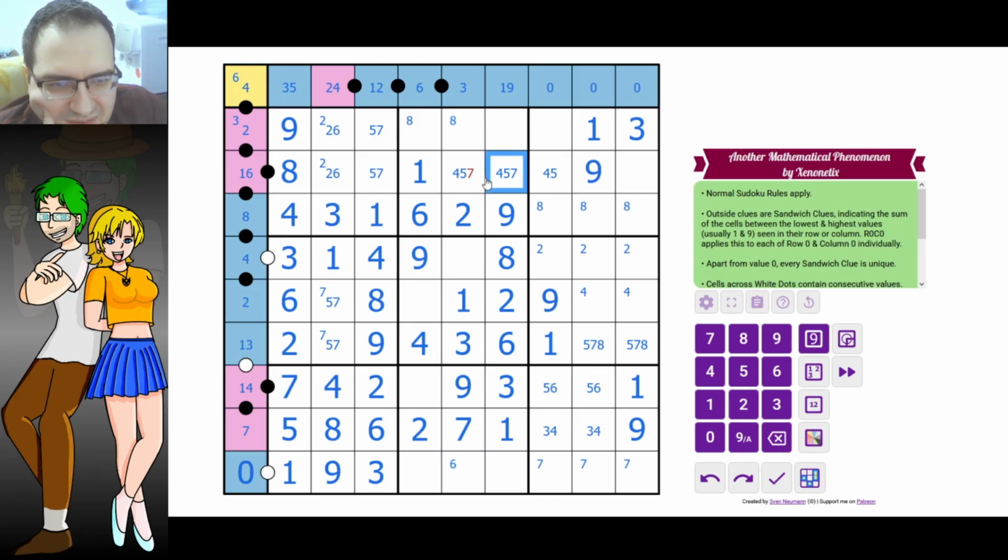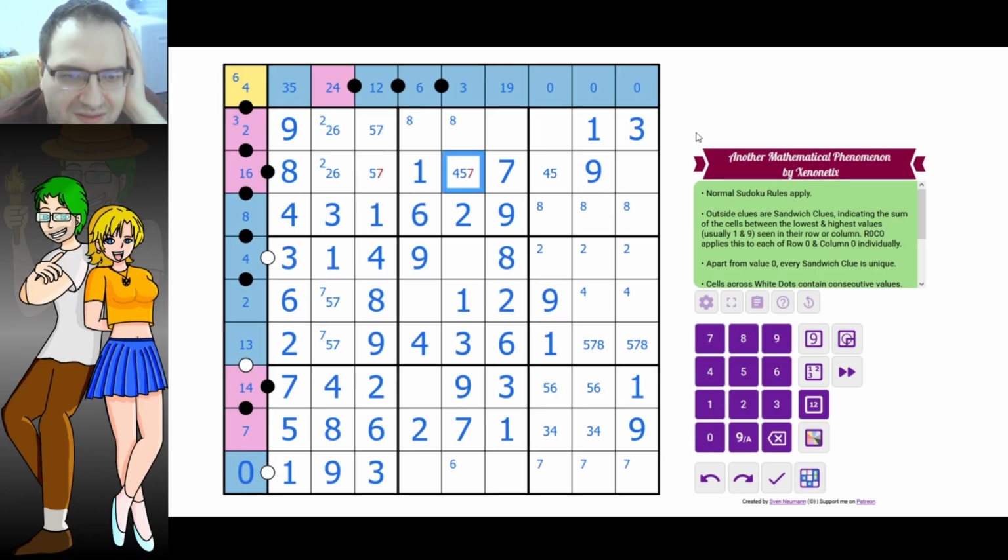Now we have the 7 gone here, which means this is the 7. We remove this 7. Oh, that resolves here. We have a 5. Oh, that's... Oh, did I do something wrong? I think I did something wrong. Sorry. What did I do wrong?